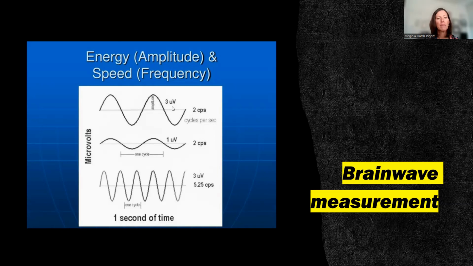So you can see here, if this entire line is 1 second, this is 2 hertz, or 2 cycles per second. This is also 2 cycles per second because there's 2 peaks in 1 second. Okay. But this one is 3 microvolts and this is only 1 microvolt because we're measuring the height, or the amplitude of the wave. This wave though is 1, 2, 3, 4, 5.25 cycles per second, or we'd say hertz.